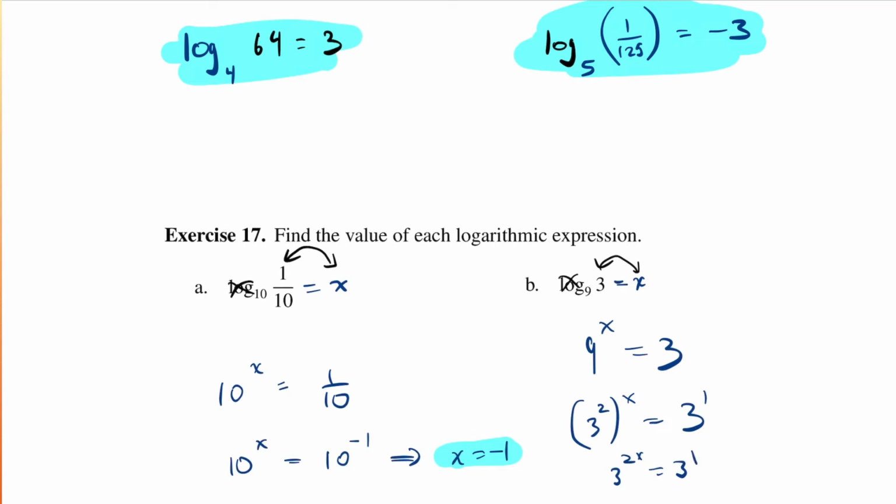And now the 1-to-1 property allows us to say that 2x equals 1. Set the exponents equal to each other. And now divide by 2. X equals 1/2 is our final answer.